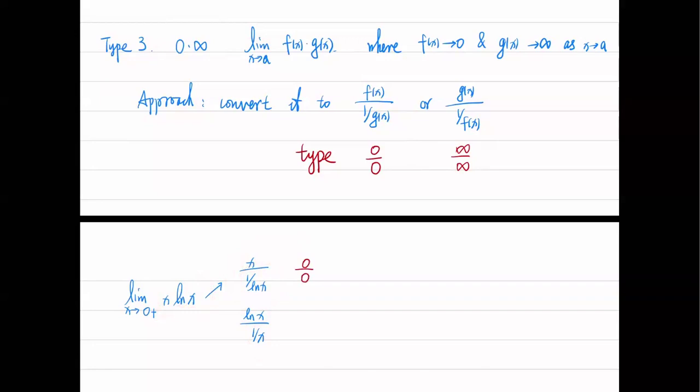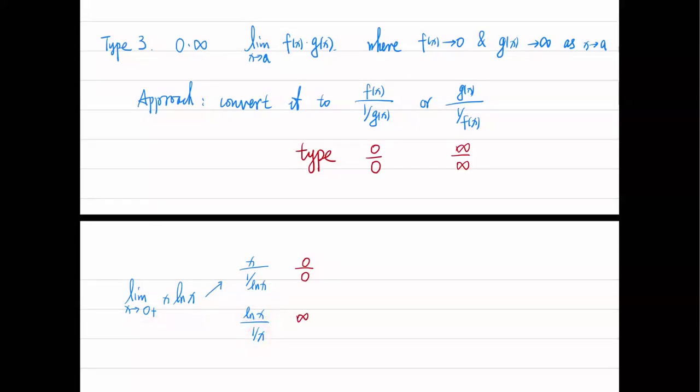Sakina, what's the type of this one? So when x goes to 0, this goes to negative infinity, this goes to positive infinity. So this will be type infinity over infinity. Which one is easier? Okay, so Zichen, which one is easier if you want to apply the L'Hopital rule?